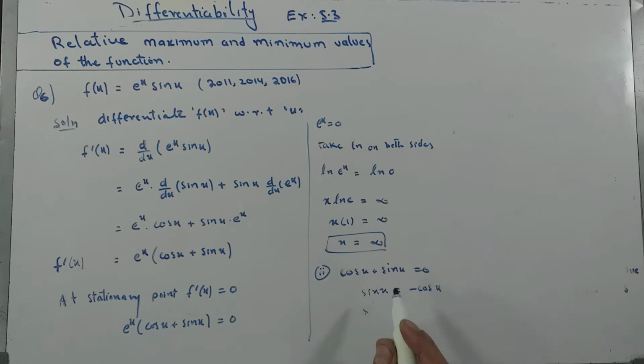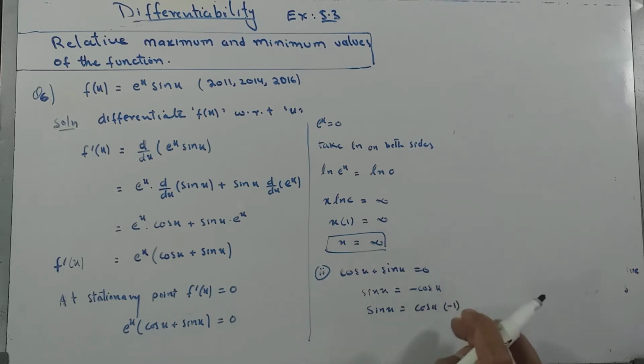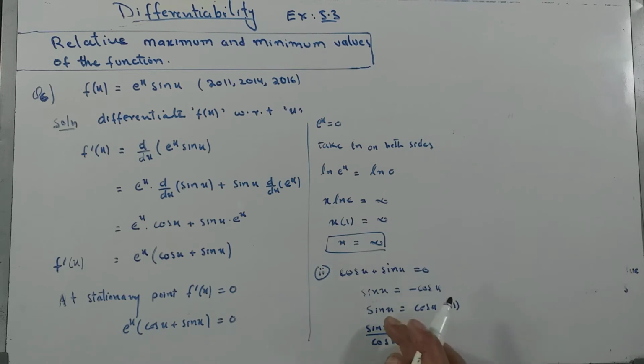Now sin x we can do like this. Sin x is equal to cos x multiplied by minus 1. We can write it like this, both are the same. Now sin x upon cos x: this is multiplying here with the minus 1, so we will shift this to the left side. It will become divided by, so sin x divided by cos x is equal to minus 1.